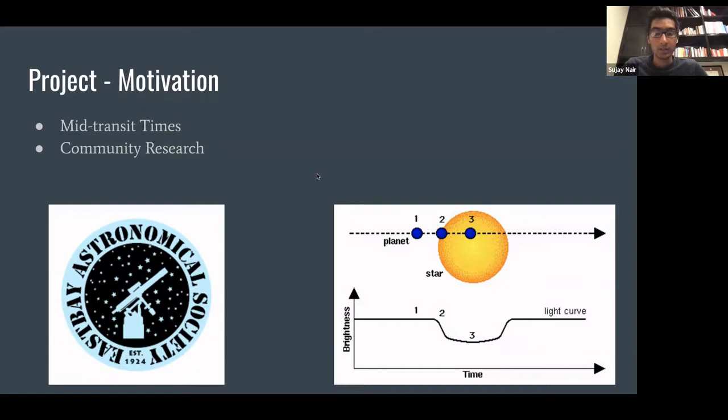With our light curves, we can get the expected mid-transit time for the night, and we can compare that to an existing confirmed mid-transit time on the NASA Exoplanet Archive. We can see the difference between those two values, and see that change and update it. This is really great for large space telescopes that might want to observe this in the future, where time is really valuable. It's also a great opportunity to get the community, like the East Bay Astronomical Society, for example, involved in research.